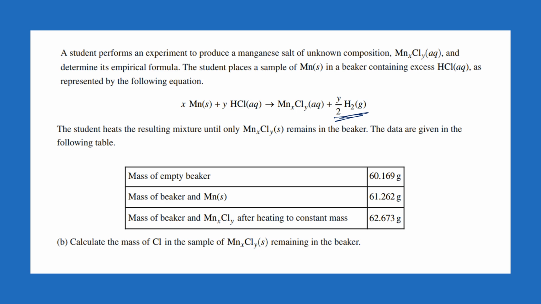Okay. Calculate the mass of the chlorine in the sample remaining in the beaker. I would take the final mass there, the 62.673, and subtract out the 61.262 grams because we want to find just the chlorine. So we want to get rid of the beaker and the manganese. So when we subtract, we get 1.411 grams of chlorine. Now, this one might have been a sig figs question, so you want to make sure that you're using all of the decimal places that were given when you're subtracting there.